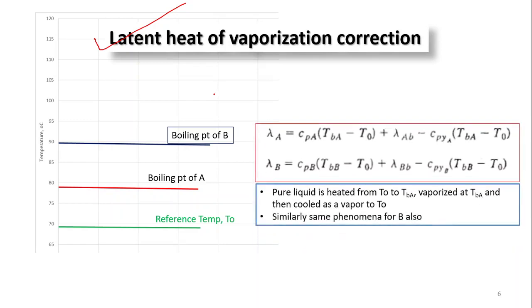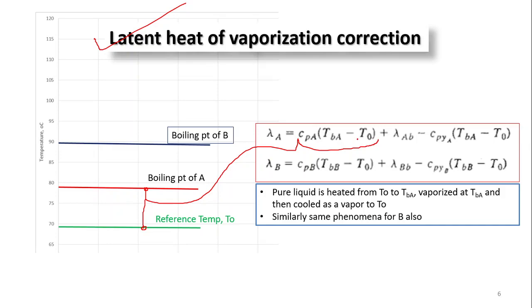Then what happened? How do we calculate lambda A, that is, the latent heat of vaporization? It's very simple. We assume that we are now at this position, liquid phase at T0. The temperature is provided from this position so that we can reach this position, liquid phase, but at this temperature. So how can we calculate this value? This value can be calculated by Cp (TBA minus T0).